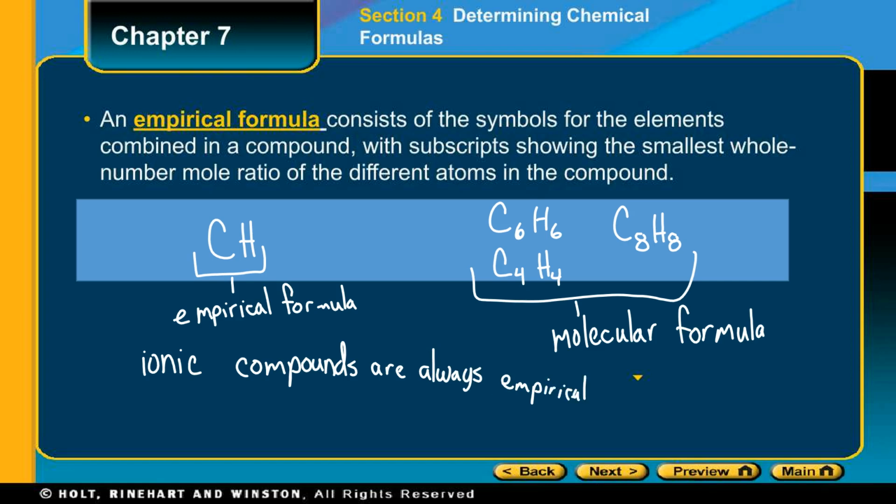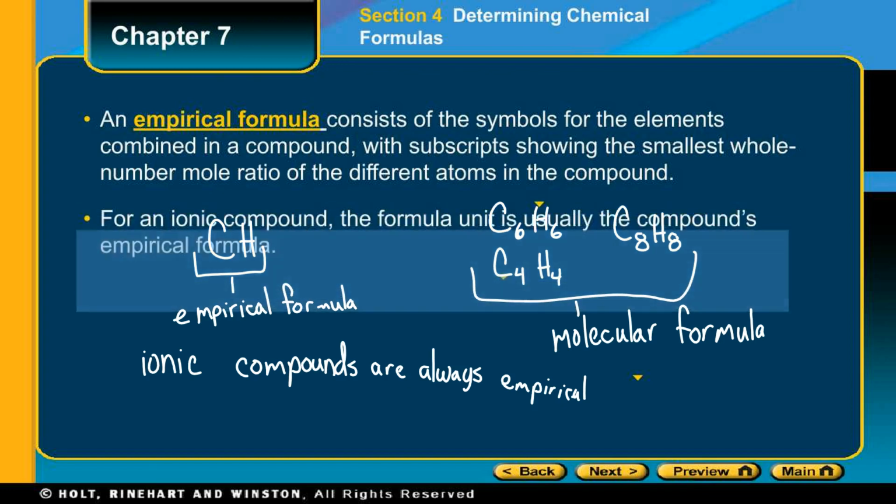Remember, whenever we use the crisscross method and look at ionic compounds, the ionic compounds are always going to be written in the lowest form, or the simplest form. So they're always going to be reduced to that.